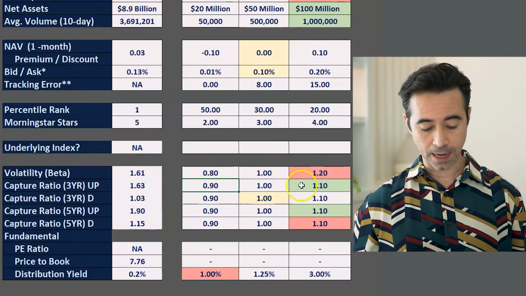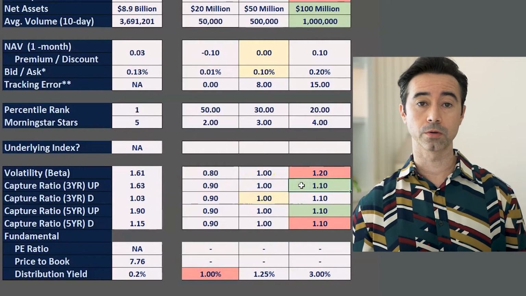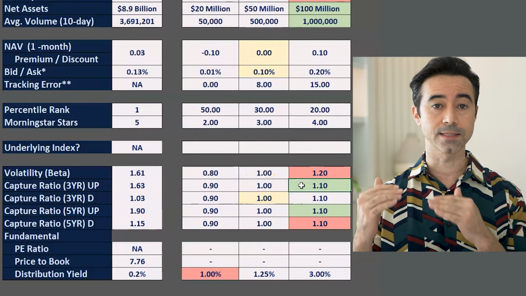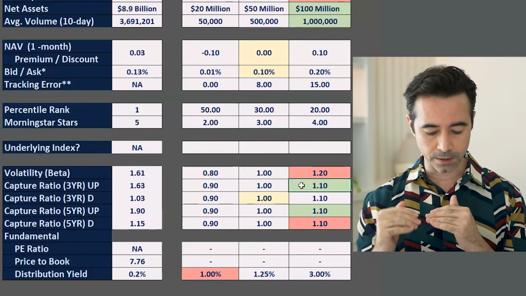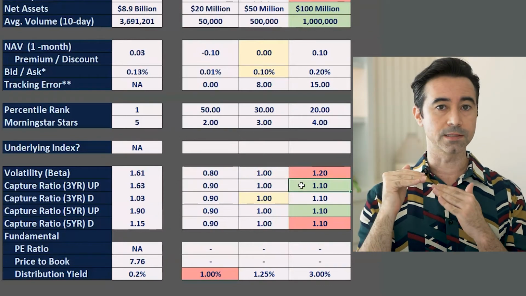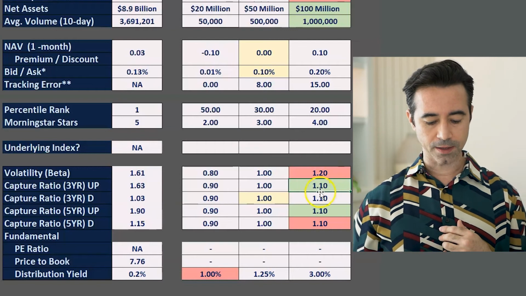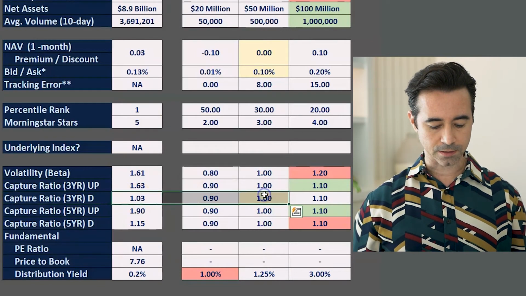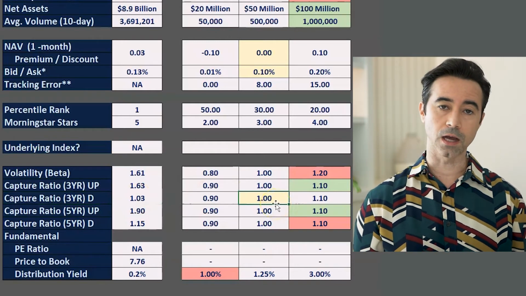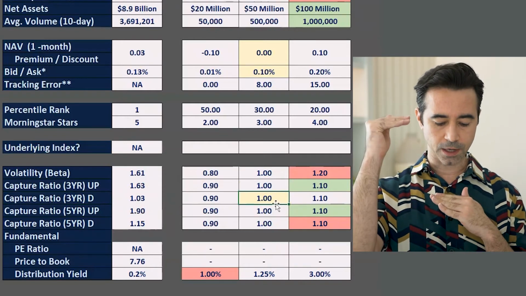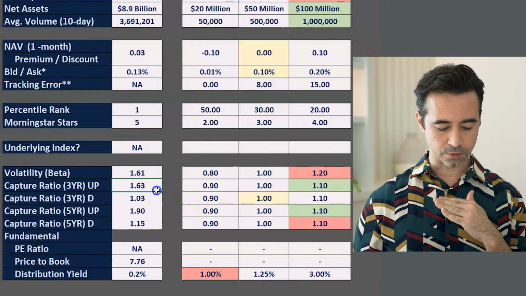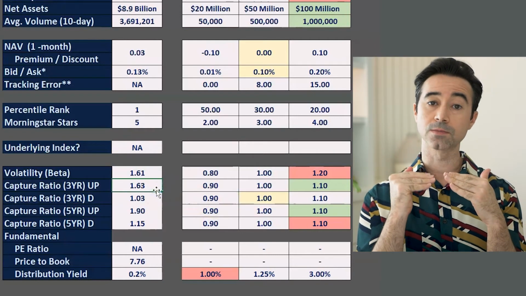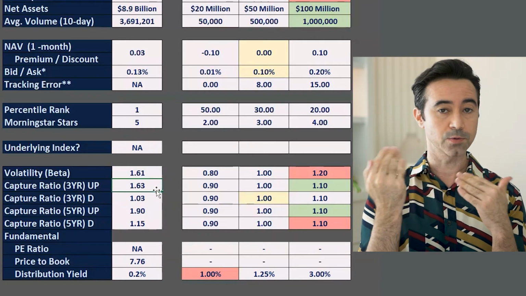For an upside, I would like to see 1.10 would be good, meaning that it has more upside than the general market. When the market goes up, it gets more of the upside. And then what you would like to see is that on the downside, it actually has less of the downside, and this actually does. So it gets a lot of the upside at 1.63, and then on the downside, it gets not as much of the downside. So that's what you want.